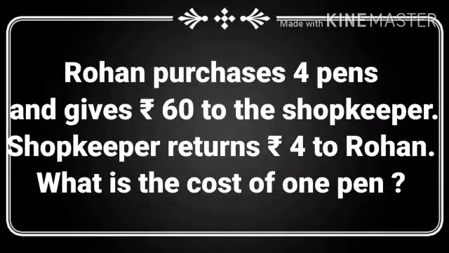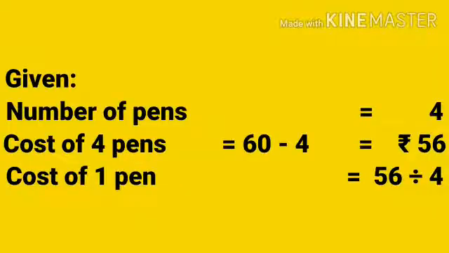Moving on to the next example, Rohan purchases 4 pens and gives rupees 60 to the shopkeeper. Shopkeeper returns rupees 4 to Rohan. What is the cost of 1 pen? Given number of pens is equal to 4. Cost of 4 pens is equal to 60 minus 4, where 4 is the amount returned by the shopkeeper to Rohan, that is equal to rupees 56. To find out cost of 1 pen, it is equal to 56 divided by 4.